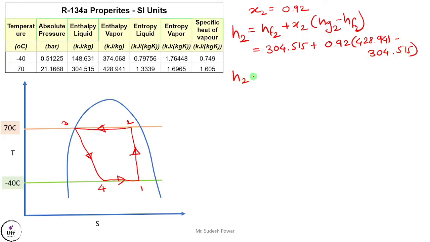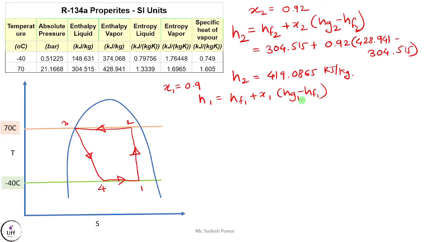So if you do this calculation, you will get the H2 as 419.0865. You can write up to 4 decimal places, kilojoule per kg. So this is the enthalpy at point number 2. Similarly, you can find out enthalpy at point number 1, and since this point number 1 is also inside the dome and X1 is given in the question as 0.9, so H1 we can find out as HF1 plus X1 into Hg1 minus HF1. So just put the values.